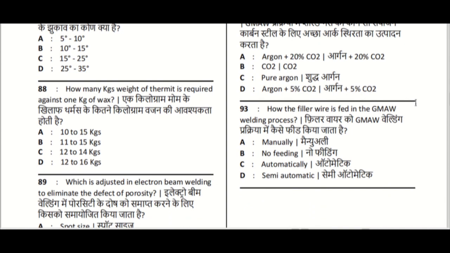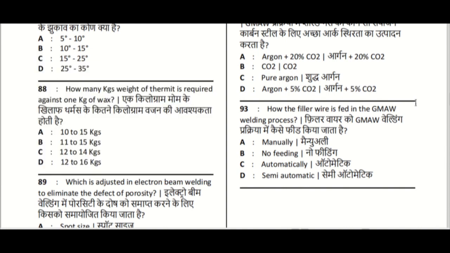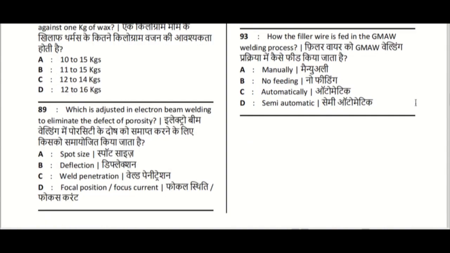How is the filler wire fed in the gas metal arc welding process? The movement of the filler wire is automatic, but the entire gas metal arc welding process is semi-automatic. The correct answer is that the filler wire is fed in automatically.